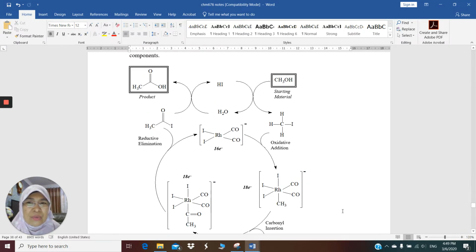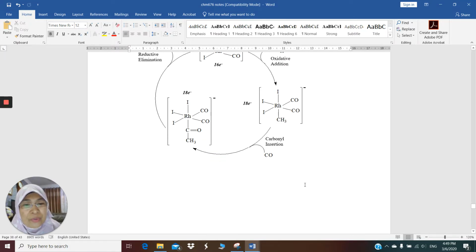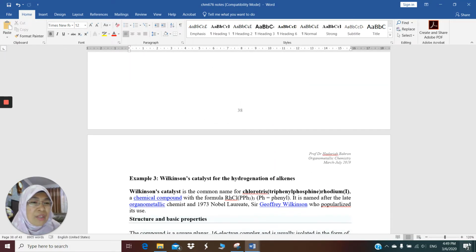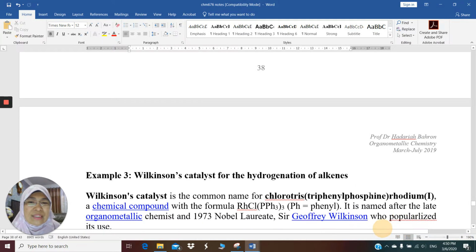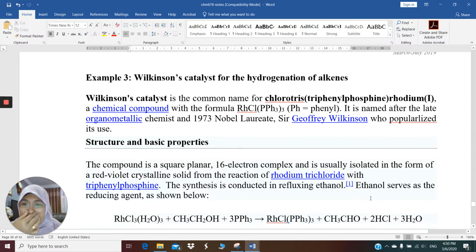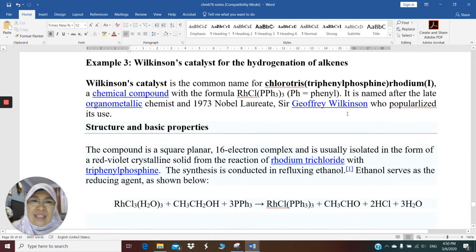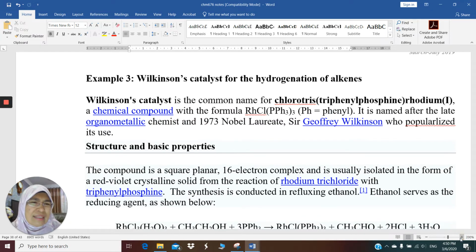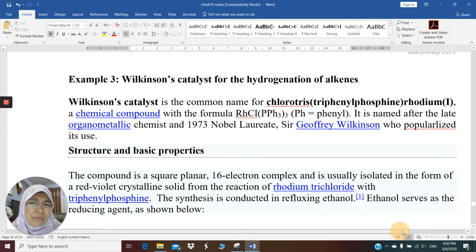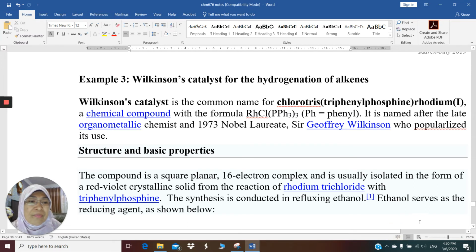So that's the Monsanto. Two reactions I've done a revision with you. I hope you understand the two very well now. So next, what I want to go through with you is the next example, which is Wilkinson's catalyst for hydrogenation of alkene. Usually in the industry, when you want to hydrogenate an alkene, it's like a process of, if you know, the production of margarine, for example.